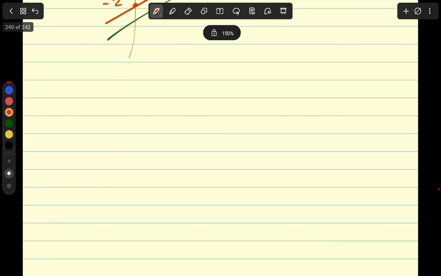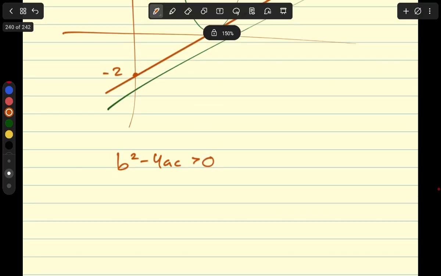Now let's extend this idea. Suppose Cambridge changes just one word. Instead of saying is a tangent, they now say cuts the curve at two distinct points. Now you are going to do b squared minus 4ac is greater than 0, right? Everything remains identical. The only thing that changes is this. Now we don't want a repeated root. We want two different real roots, right?